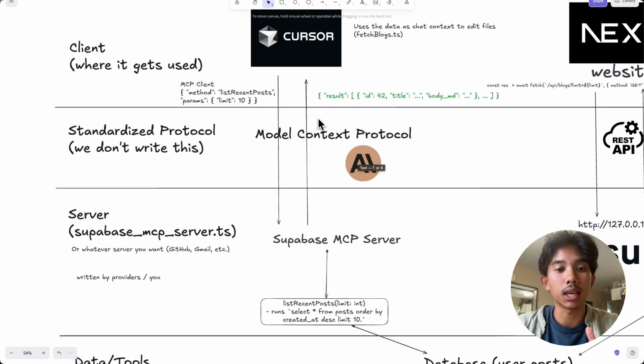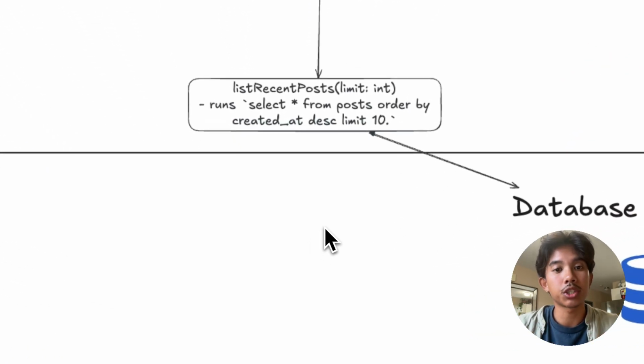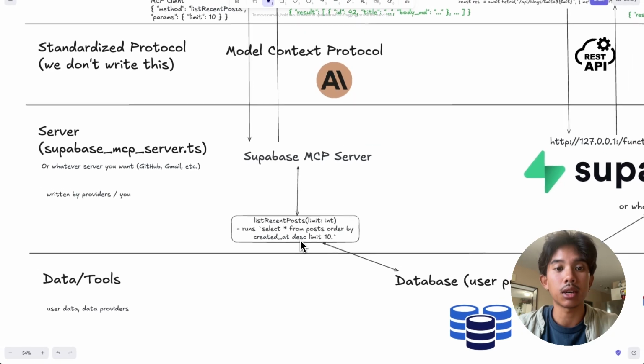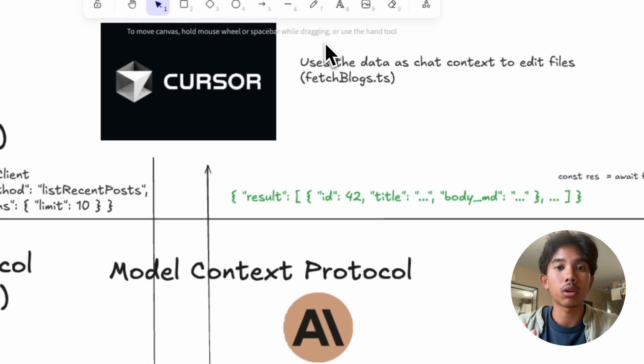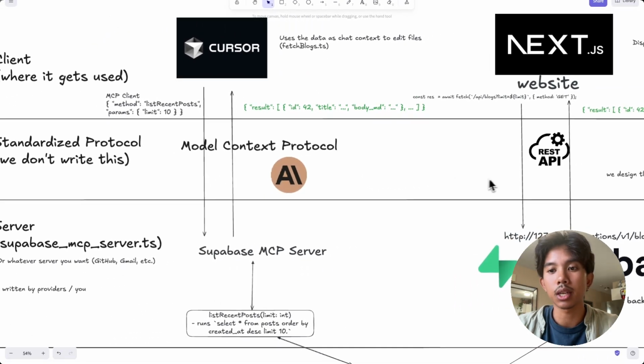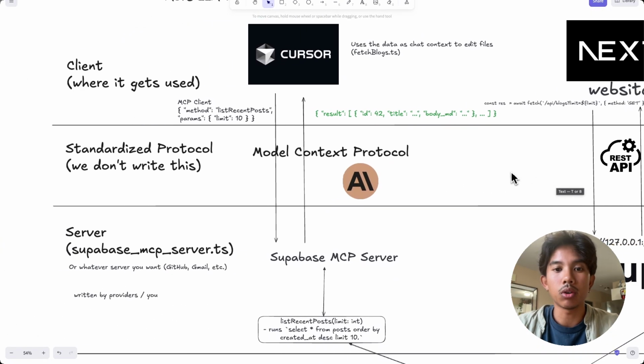In this case, it's going to hit the Supabase MCP server, which was written by the Supabase team. So there might be a function like this, which abstracts out the SQL and is then able to access our Supabase database. This Model Context Protocol is similar to the REST API in that we don't actually write it, it's developed by somebody else. And now all the applications that use it are able to use that same standard protocol.